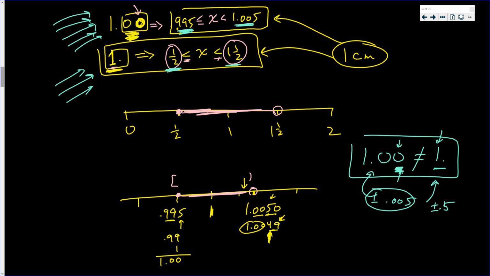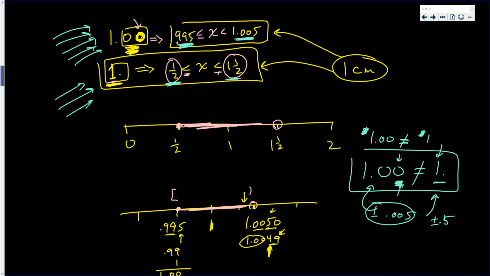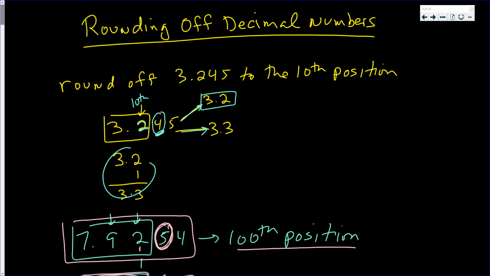So, you know, when you have 1.00 and you have $1, yeah, they're equal. Nobody's gonna deny that. But when you're talking about accuracy, they're not equal. They're not equal. Okay, this finishes the video on rounding off decimal numbers.